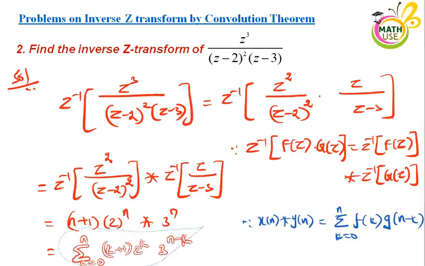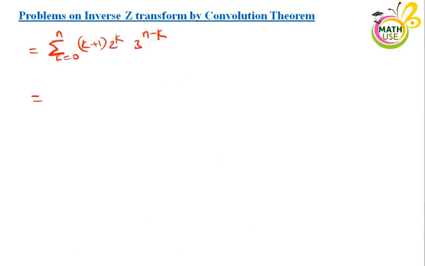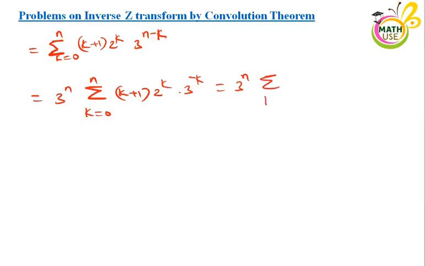Now we will simplify this expression. Here we can take 3 power n outside from this summation. So 3 power n into summation k equal to 0 to n, then (k plus 1) into 2 power k, and then 3 power minus k. Then we can simplify it: 3 power n into summation k equal to 0 to n (k plus 1) and then (2 divided by 3) the whole power k.